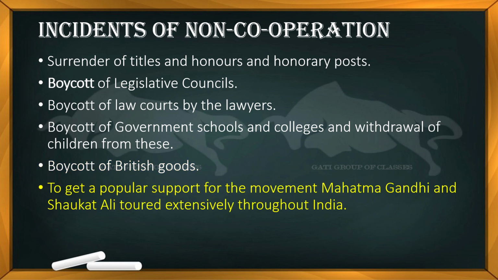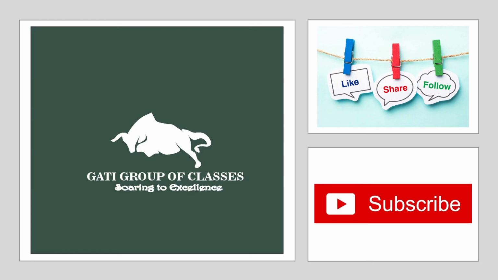Now the next thing is to get popular support for the movement. Mahatma Gandhi and Shaukat Ali toured. They went to every corner of India just to make the people aware about the movement, that this is the movement and we have to go according to it.